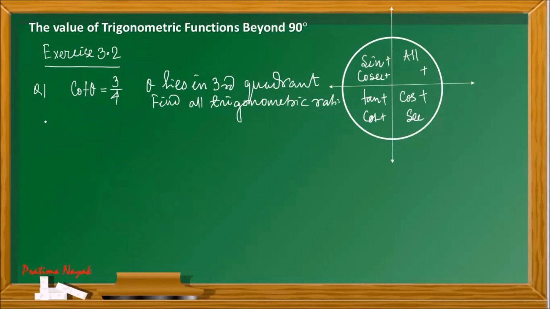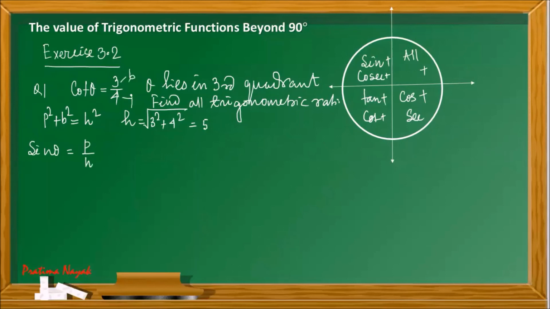So cot theta is equal to 3 by 4. Now recall the fact: p square plus b square is equal to h square. So here h is equal to under root 3 square plus 4 square, which is 5. Then I'll go for sin theta. Sin theta is equal to P by H. Here this is your B, this is your P, so P by H means it is 4 by 5.